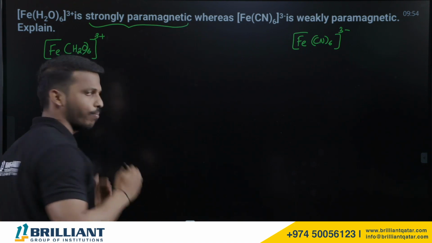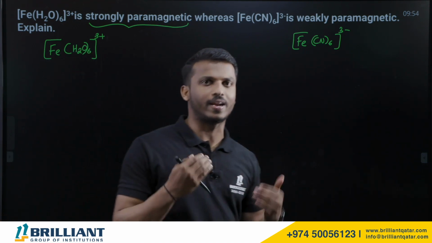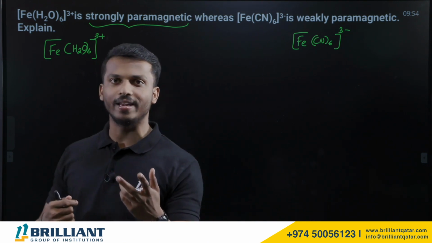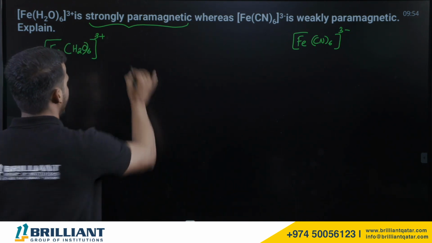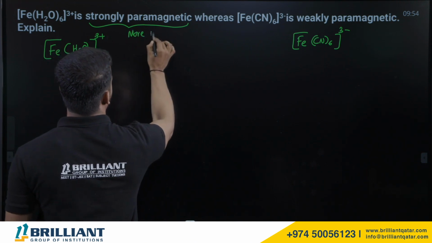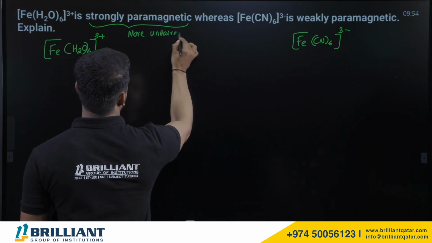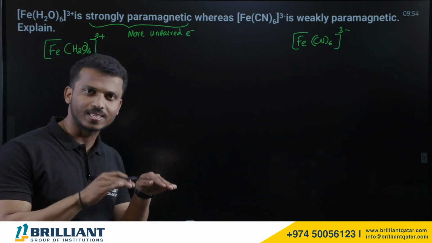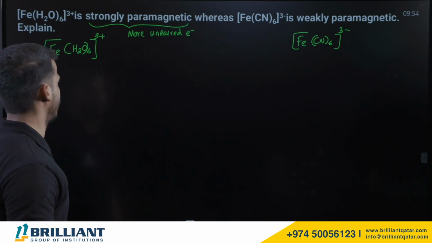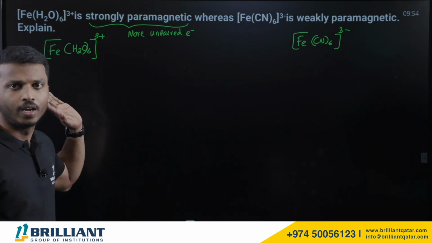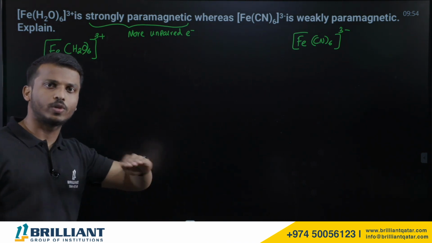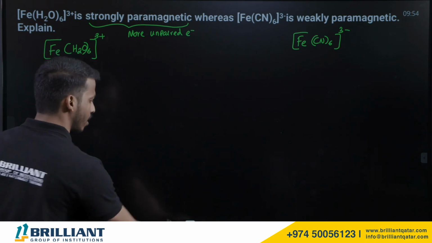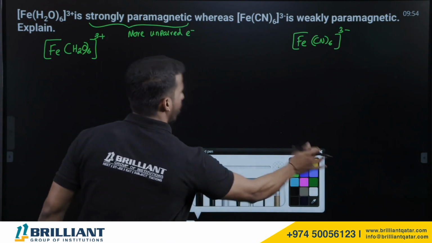Dear students, paramagnetism for a complex is generated by the presence of unpaired electrons. Strongly paramagnetic means it has a lot of unpaired electrons. So we can say more unpaired electrons are there if it is strongly paramagnetic, and weakly paramagnetic means fewer unpaired electrons. Let's observe the same thing. H2O in the common cases acts as a weak field ligand, but cyanide is a strong ligand. So you got the answer, but we can still explain it through the concept.